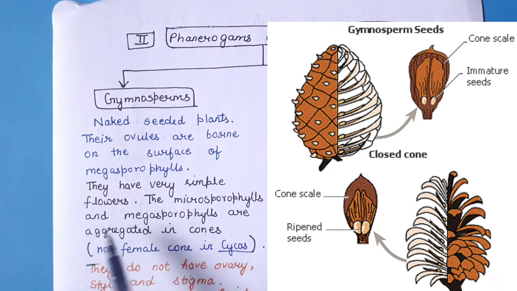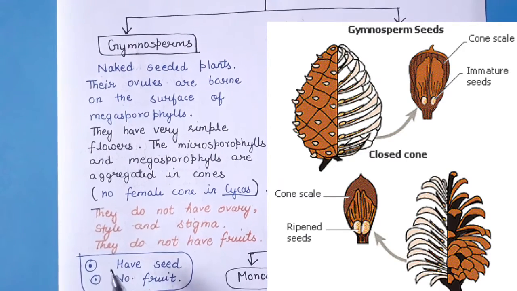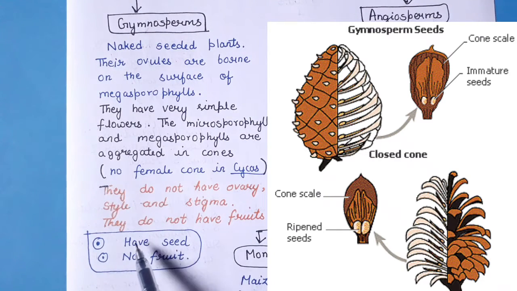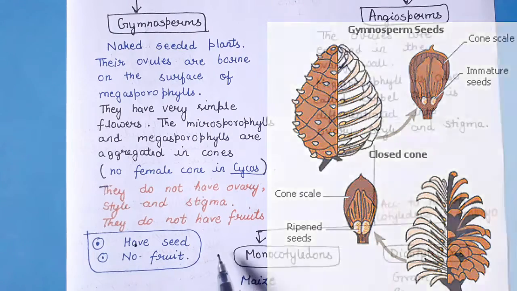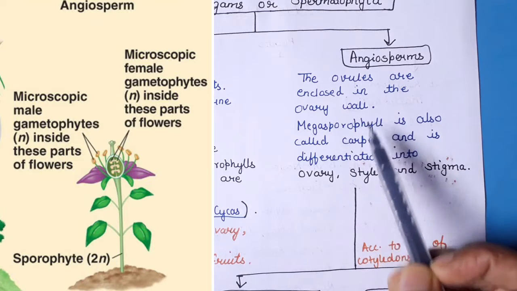The microsporophylls and the megasporophylls are aggregated in cones, and the important feature here is that there is no female cone in cycas. In cycas, you will not find a female cone. There is a loose aggregation of the megasporophylls there. They do not have ovary, style and stigma, and hence they do not have fruits. However, gymnosperms have seed but no fruit. In the case of angiosperms, the ovules are enclosed in the ovary wall.